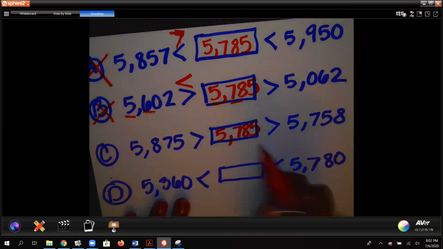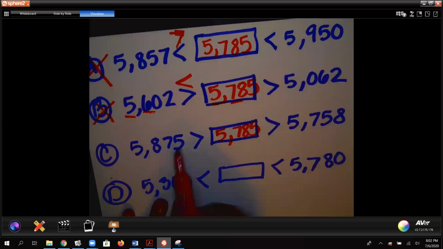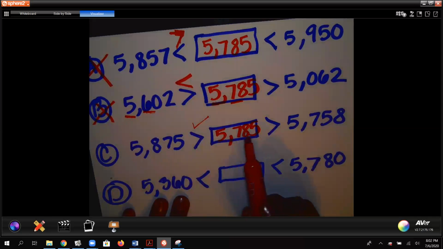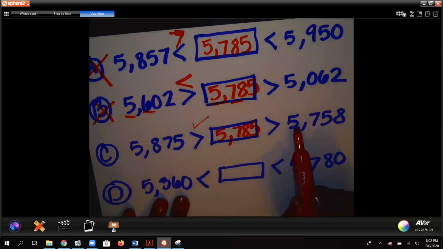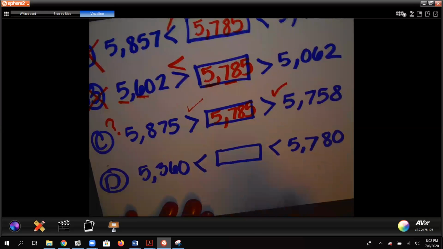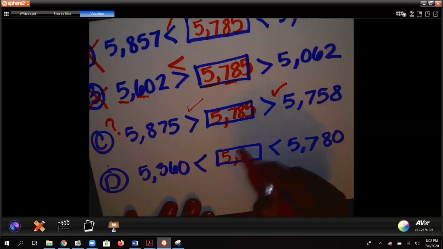Okay, 5,785. So let's see, is 5,875 greater than 5,785? Yes, that's true, check mark. 5,785 is greater than 5,758. That's true. So question mark. It's most likely that one, but let's double check the last one. Let's put our number there.